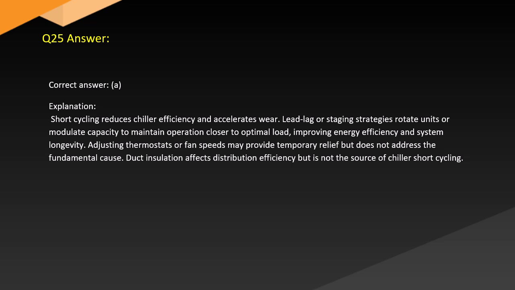Answer. Correct answer: A. Explanation. Short cycling reduces chiller efficiency and accelerates wear. Lead-lag or staging strategies rotate units or modulate capacity to maintain operation closer to optimal load, improving energy efficiency and system longevity. Adjusting thermostats or fan speeds may provide temporary relief but does not address the fundamental cause. Duct insulation affects distribution efficiency but is not the source of short cycling.